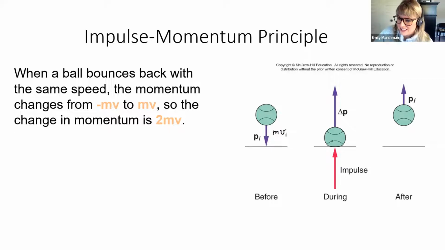There's an interaction that takes place between the tennis ball and the floor that's an impulse. The floor exerts a force on the tennis ball over a given amount of time. That creates an impulse acting on the tennis ball and a change in the tennis ball's momentum. And then after the collision takes place, the tennis ball is now moving upward. So its final momentum is upward, because its final velocity is also upward.